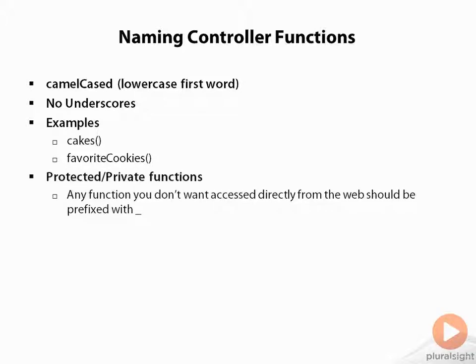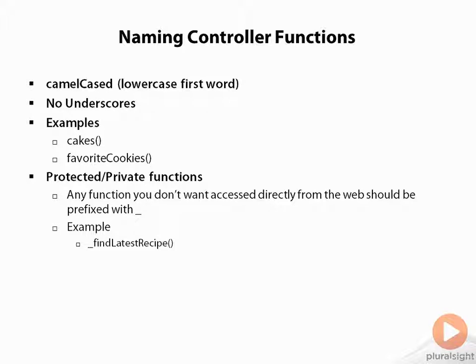In our controllers, we sometimes need the ability to have extra functions that aren't accessed from the outside world. In this case, we would preface those functions with an underscore. So for example, we would have _findLatestRecipe. You'll notice that we still keep the camel case with a lowercase first word.